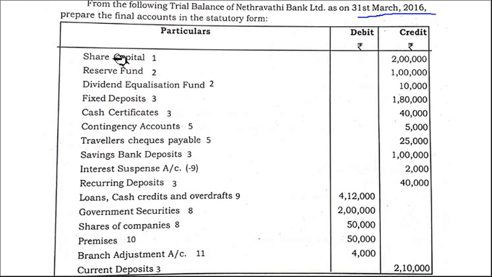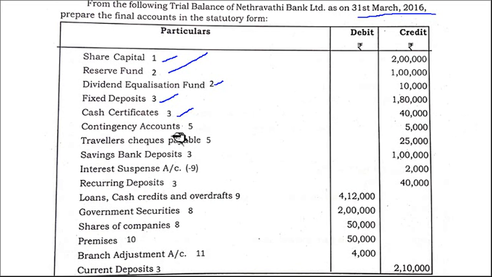The first one is share capital, Schedule 1 capital. Second one, reserve fund. It belongs to reserves and surplus 2. Dividend equalization fund, reserves and surplus 2. Fixed deposits. It belongs to deposits 3. Cash certificates. It belongs to deposits. See, all these are credit balances. These are the liabilities. Bank has to pay to the external parties, right?